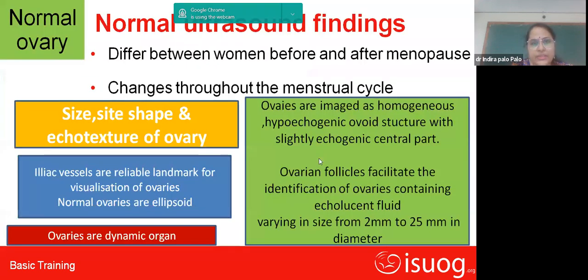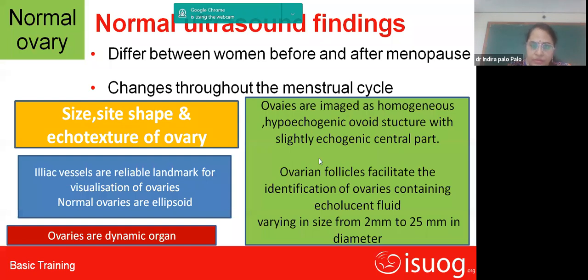Coming first to the normal ultrasonogram finding of an ovary. As you know, the ovary is not a static organ. It is a dynamic organ. Not only does it change its shape and size before menstruation, during the reproductive period of life, and after menopause, it also changes throughout the menstrual cycle.